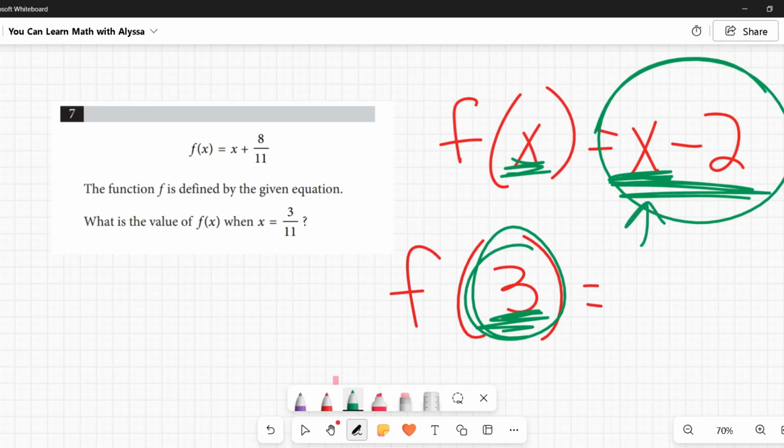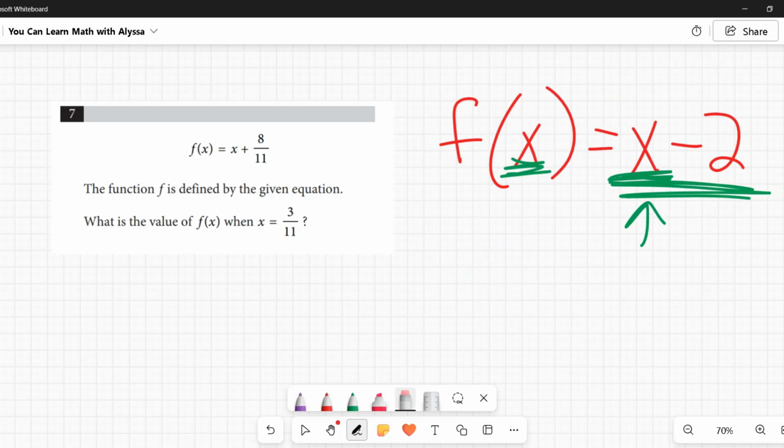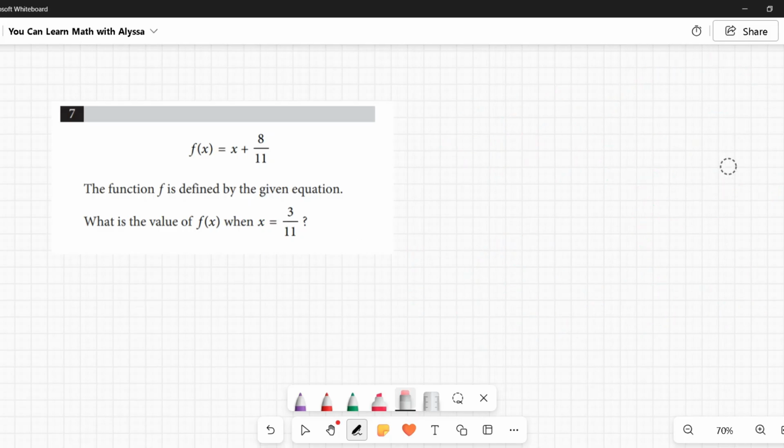So there's a single x right there. I plug in 3 for that. 3 minus 2 is 1. So f of 3 is 1. That is what it means to evaluate a function. It is you plug in the number that's provided and you do the math.